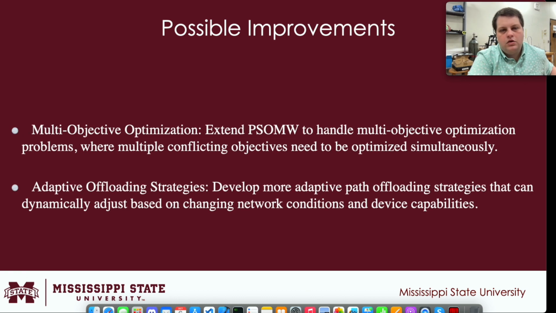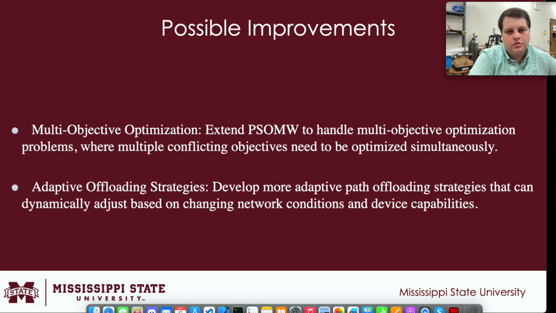Possible improvements over what was shown today that I think could enhance the research would be a multiple objective optimization, where particle swarm optimization with minimum weighting is extended to handle multiple objective optimization problems instead of just the one shown here. These multiple conflicting objectives would need to be optimized simultaneously and would more realistically model networks in real life.